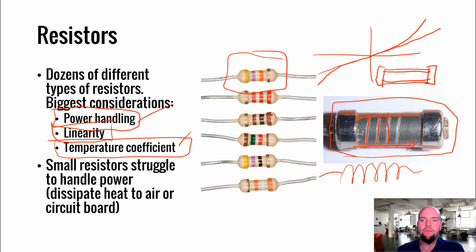It's a fairly straightforward process. If you want to make a low resistance resistor, you drag that lathe across quickly. If you want to make a high resistance resistor, you drag it across slowly, and you get more coils and a narrower conductor. And of course, they don't use an actual lathe.